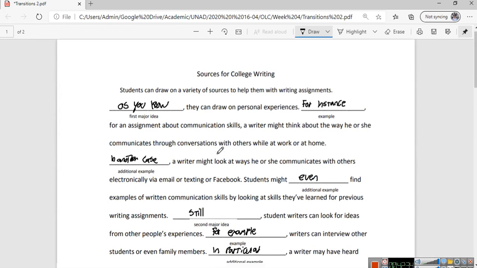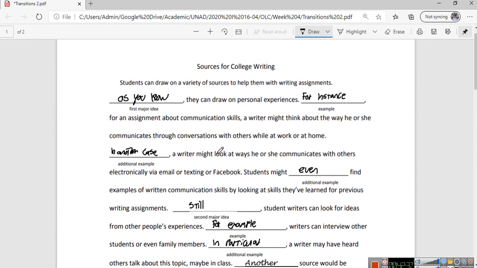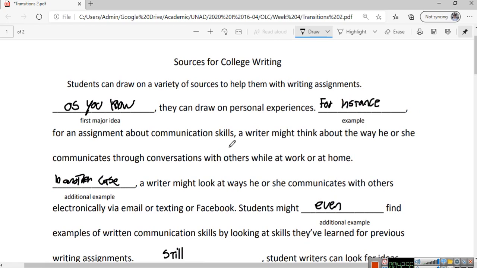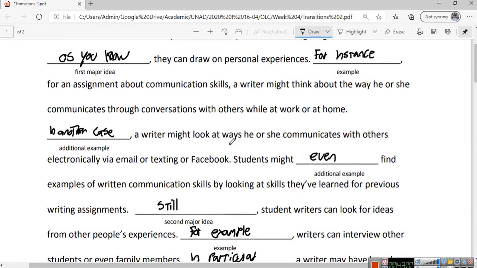Now let's look at it from the beginning. Imagine you are teachers and you got one student who made this essay for you to be evaluated. You have to evaluate this from 1 to 10, 10 being the best, 1 being the worst. We're gonna read. Students can draw on a variety of sources to help them with writing assignments. As you know, they can draw on personal experience. For instance, for an assignment about communication skills, a writer might think about the way he or she communicates through conversations with others while at work or at home.